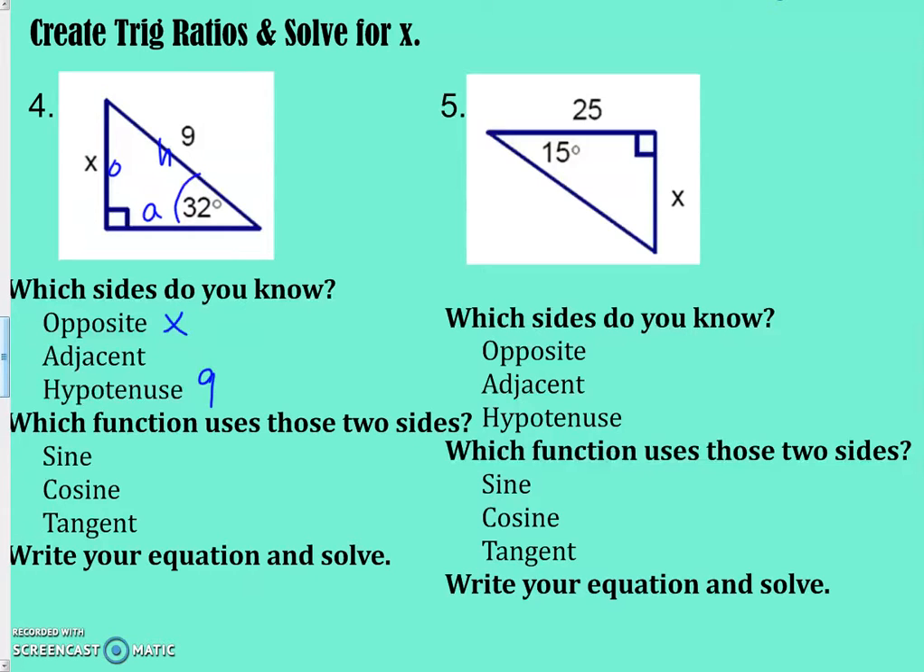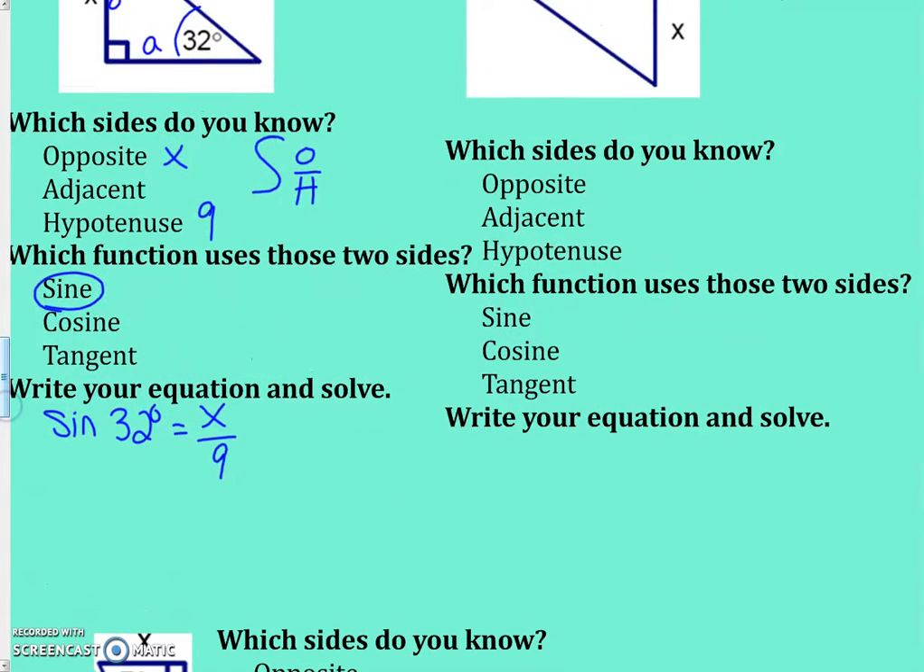So using opposite and hypotenuse, which of my trig functions is that? So that's O and H. Well, O and H is sine. So that would be my sine function. And so my equation for this will be the sine of my angle, which is 32 degrees in this case, equals the length of my opposite, which is x, over my hypotenuse, which is 9. All right, so I want to solve this.